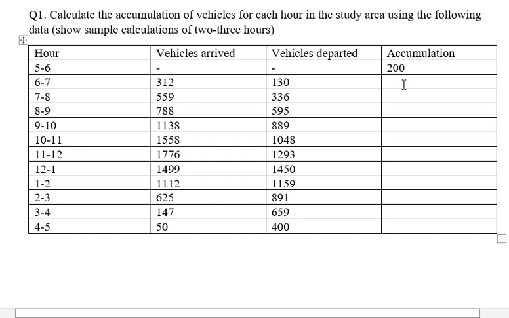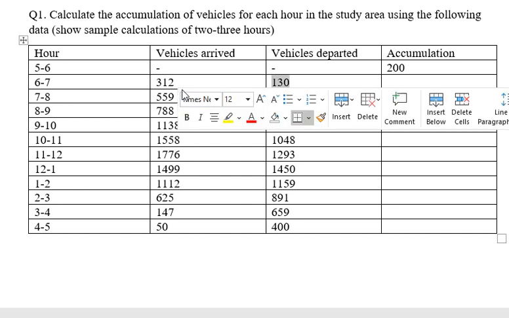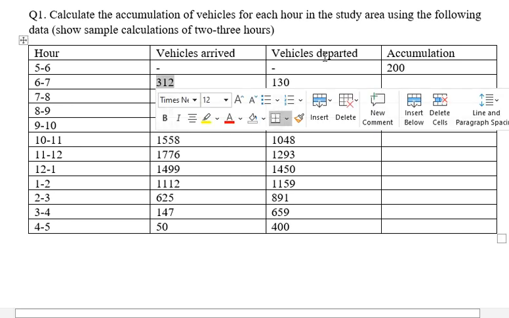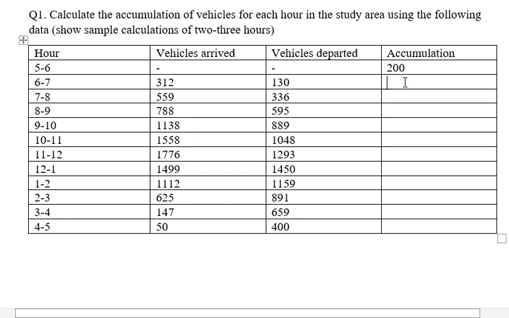Then for the rest of the hours of the study, they counted the number of vehicles that left the area and the number that entered, arrived and departed. Using these two counts and the first one, we will calculate the accumulation of vehicles in the area. So how do we do that? 200 vehicles are already in the area when we started the count, and 312 arrived. So 312 arrived plus 200 already in the area, so this is the total accumulation.